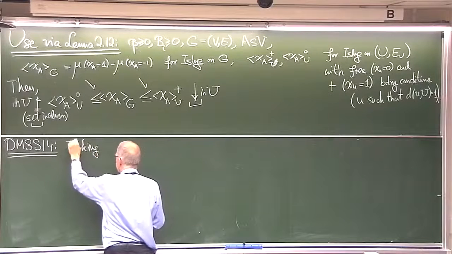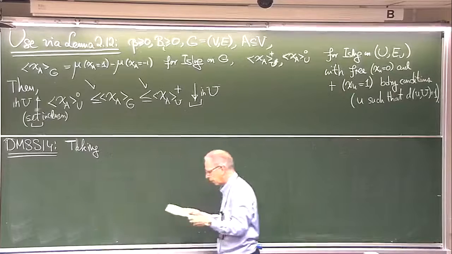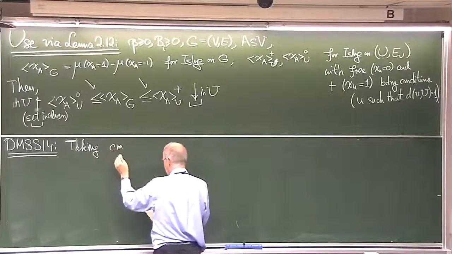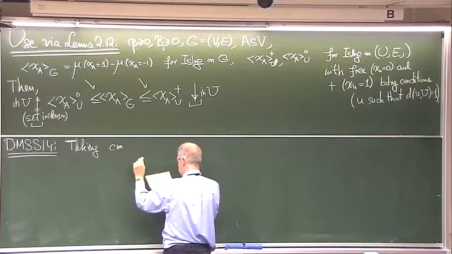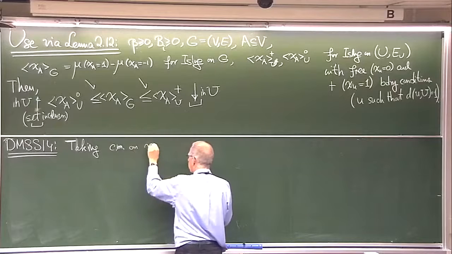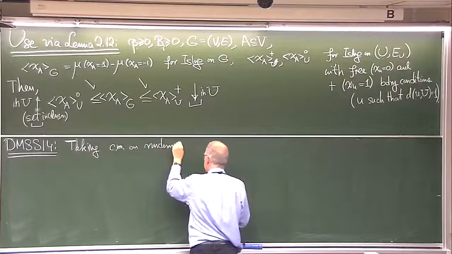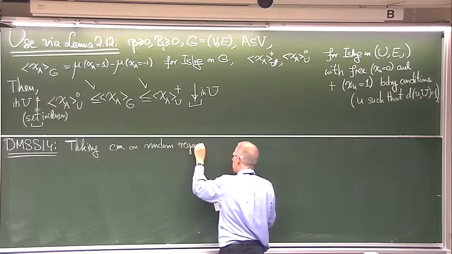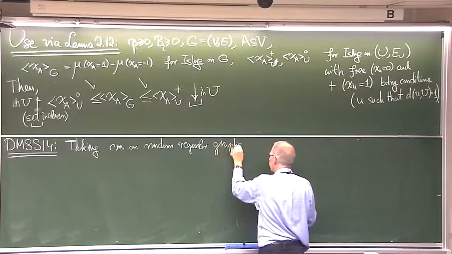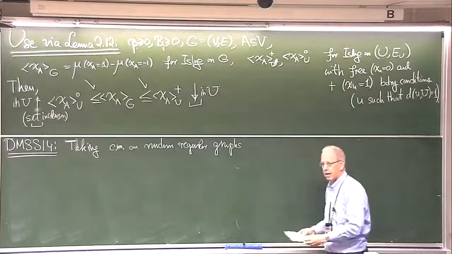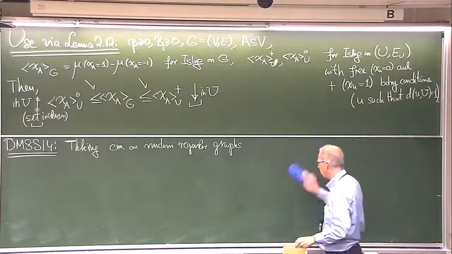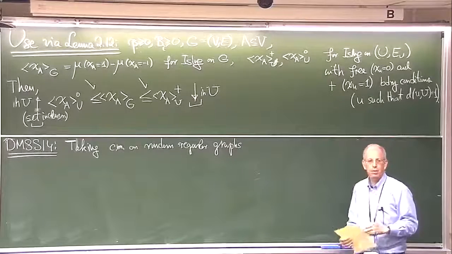Something that physicists claim is always true, but we can prove it only in the regular case. So taking the CM, this is the configuration model on random regular graphs. In general, when you have a graph, there is still the restriction that you will have no multiple edges and no self-loops.